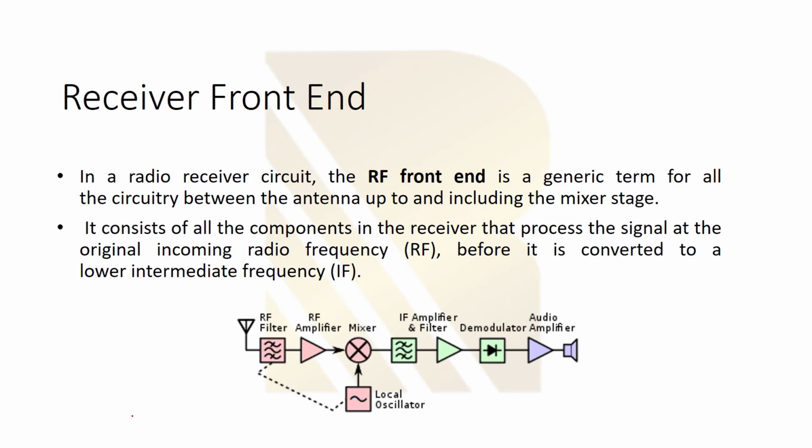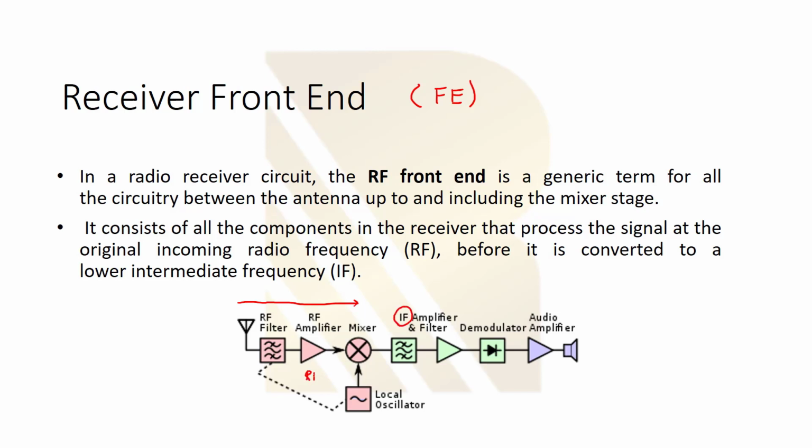You can see the word front end, sometimes you can see FE, and many people ask about this. So we say in a radio receiver circuit, the RF front end is a generic term for all the circuitry between the antenna up to and including the mixer stage. So as you see in this picture, these red blocks are all front end. It starts from the antenna, filter, RF amplifier, and goes up to the mixer. After this, we translate our data to a low or maybe intermediate frequency. So after this, it will go to intermediate frequency, IF.